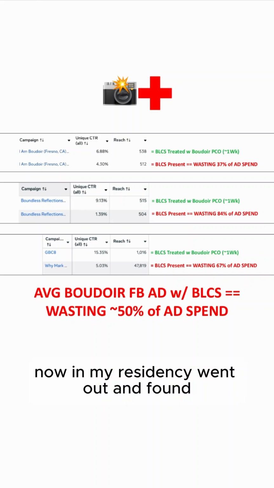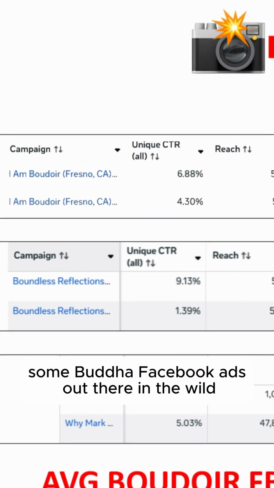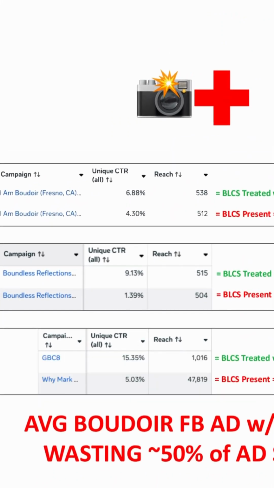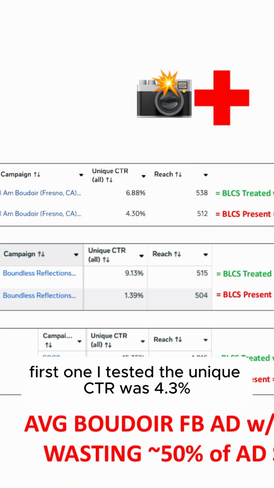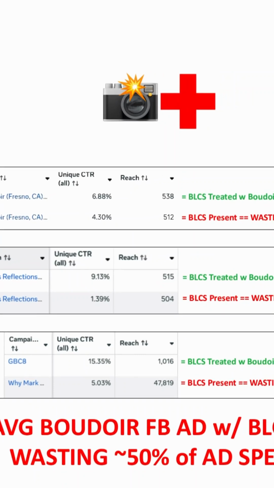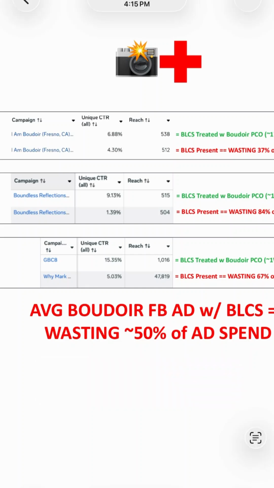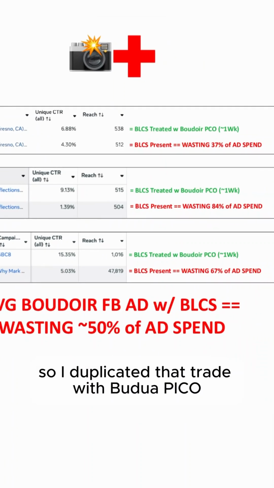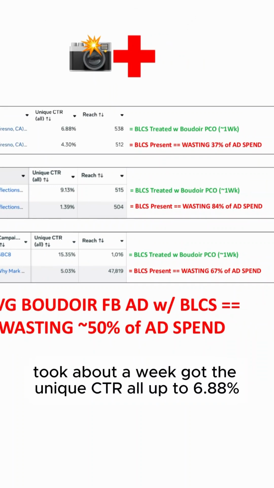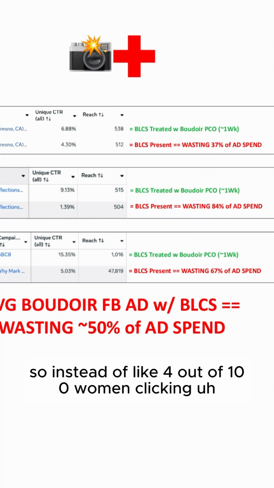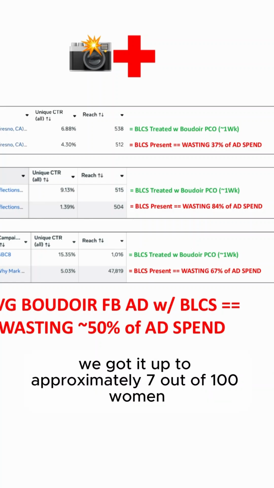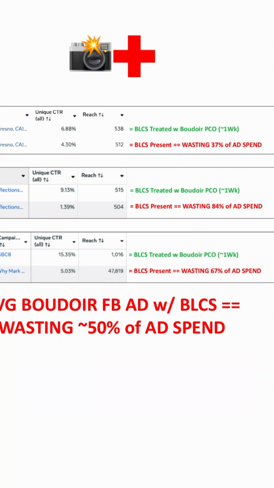Now, in my residency, I went out and found some Boudoir Facebook ads out there in the wild. The first one I tested, the unique CTR all was 4.3%. So we know that's under 6%, so we know that BLCS is present. So I duplicated that, treated with Boudoir Pico, took about a week, and got the unique CTR all up to 6.88%. So way better. Instead of like 4 out of 100 women clicking somewhere in the ad, we got it up to approximately 7 out of 100 women.